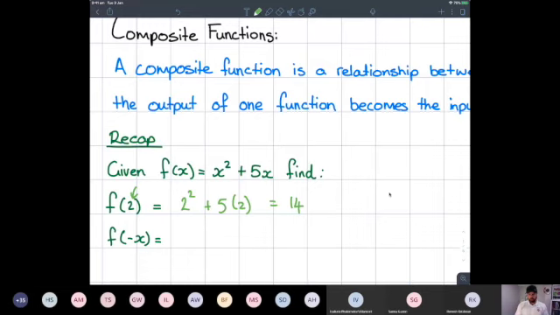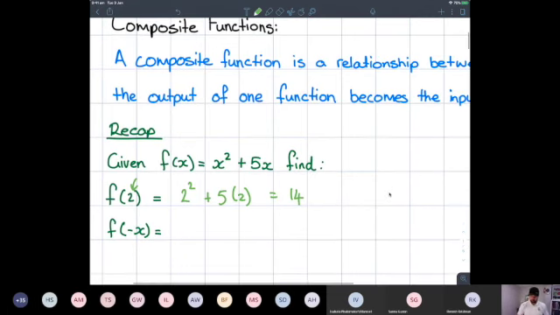When we looked at odd and even functions, instead of substituting a number, we got you to substitute in negative x. So every time you saw x, you had to substitute negative x in its place. So again, here we would say it was negative x squared plus 5 lots of negative x, which becomes x squared minus 5x. And we looked at that yesterday as well, so hopefully that feels a little bit familiar.